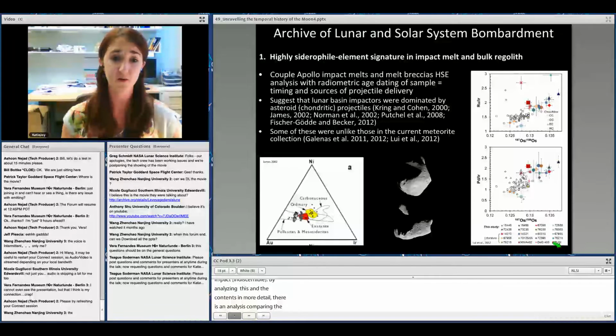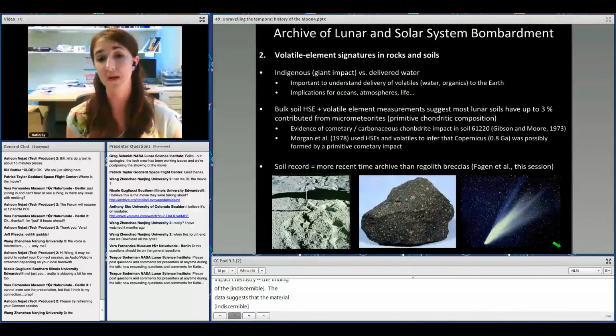And Rich Walker's group has been producing a really nice group of data to suggest that the material being sampled by impact melts in the Apollo collection preserves a record of meteoritic material which differs from that we have in the present-day collection, suggesting that there may have been a change in time of meteoritic material being delivered to the inner solar system.